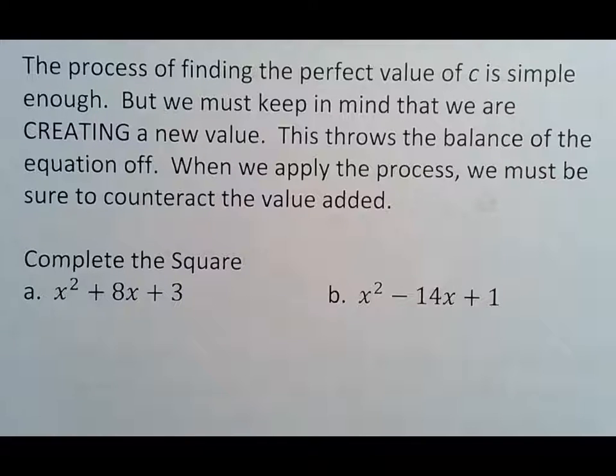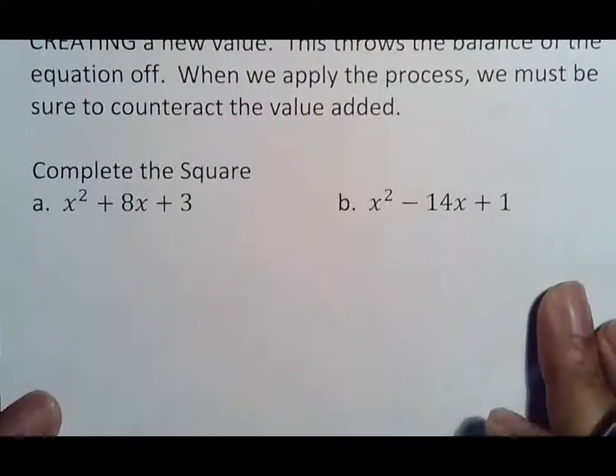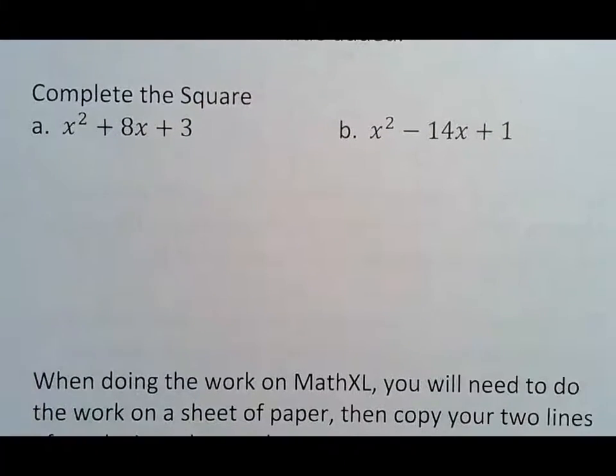So the process of finding the perfect value of c is simple enough, but we must keep in mind that we are actually making a new value. And what that does in terms of our algebra is it throws everything off of balance. So when we apply this process, we must be sure to counteract the value that we add. So the completing the square process is here. Again, very short, very straightforward, very simple. But again, you're going to get practice on that on your homework.